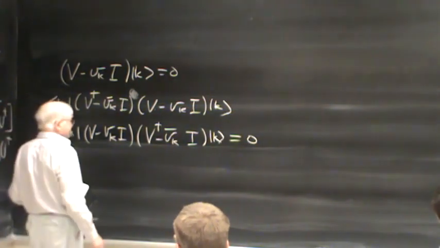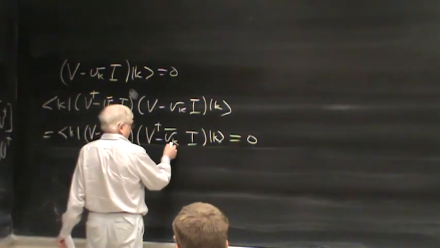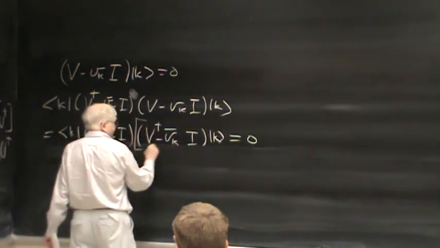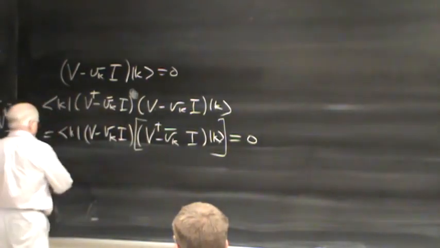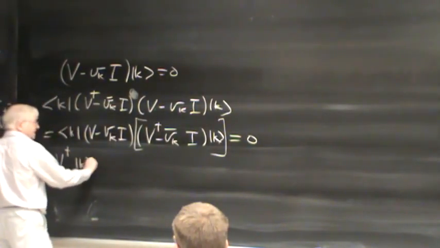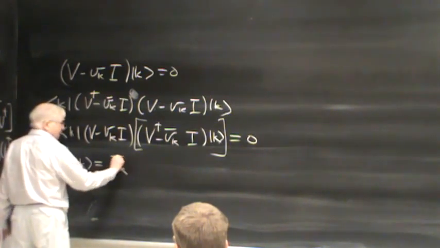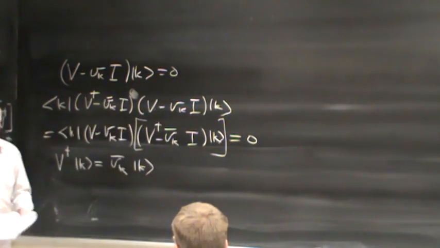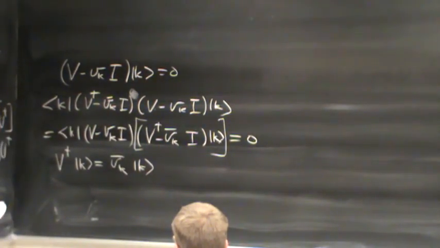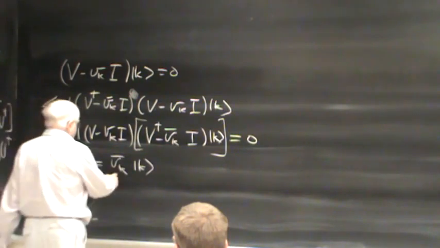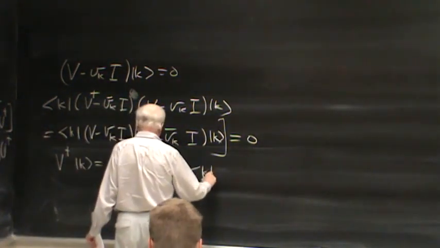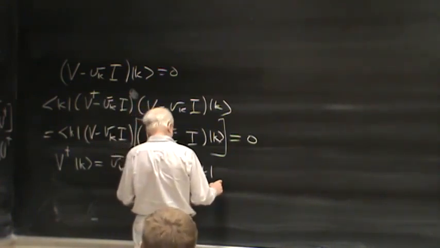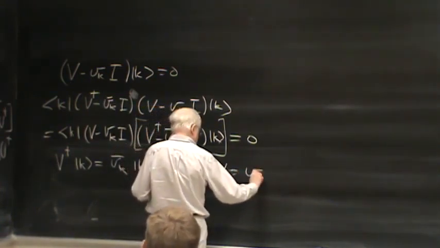Okay, so what does this say? This says that this vector has 0 norm. And that means that V dagger on |k> is equal to v_k complex conjugate times |k>. That's because the norm of that vector vanishes. And if we take the adjoint of this equation, what we have is <k|V is v_k <k|.